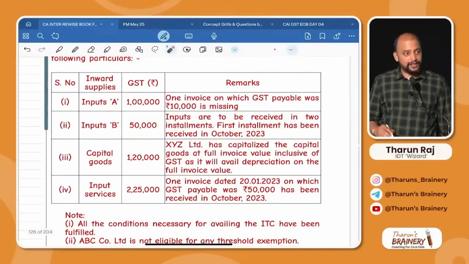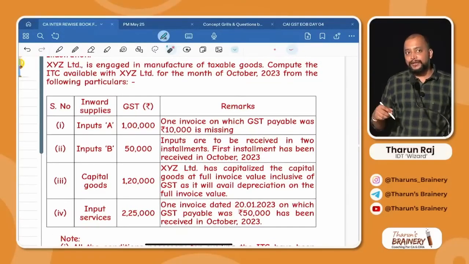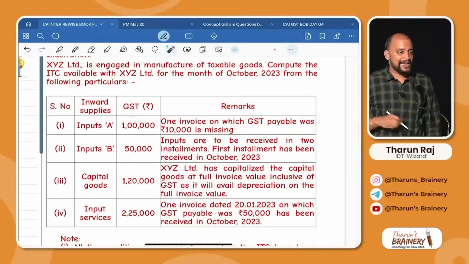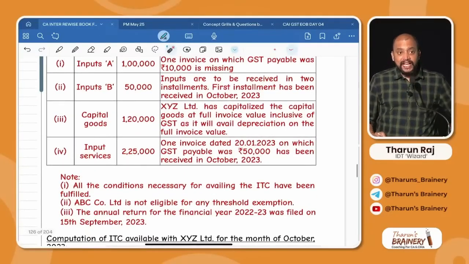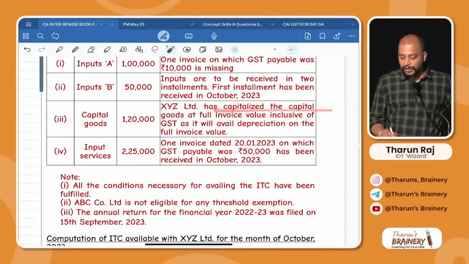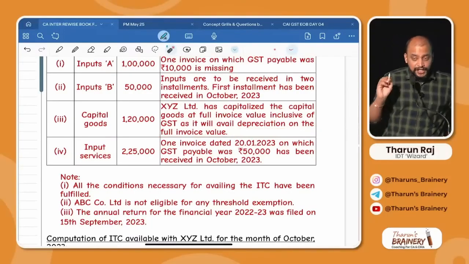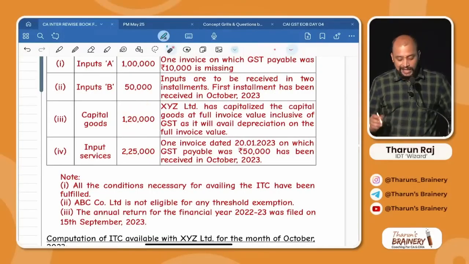Inputs B, 50,000. Inputs are to be received in 2 installments. The first installment has been received in October 2023, meaning this month only the first installment was received. So when can we take ITC? Only upon receipt of the last lot or installment. So here we cannot take ITC on 50,000 because this is only the first installment. Capital goods 1,20,000. XYZ Limited has capitalized the capital goods at full invoice value inclusive of GST, as it will avail depreciation on the full invoice value. Can they take ITC? No. On this 1,20,000 they cannot take ITC.